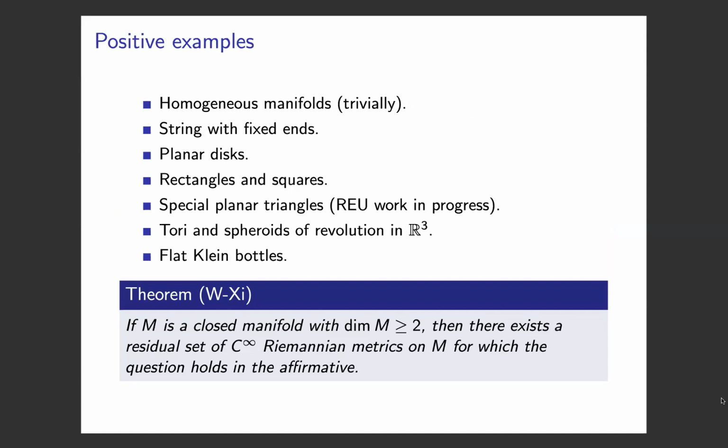String with fixed ends, again, it's the symmetry about the midpoint. Planar disks, the symmetries are the rotations about the origin. You can distinguish, you can read off the distance a point is from the center of the disk using the local counting function. In fact, just the first eigenspace is enough to do that. Rectangles and squares. Here, squares aren't rectangles in this particular context because their isometry group is different.